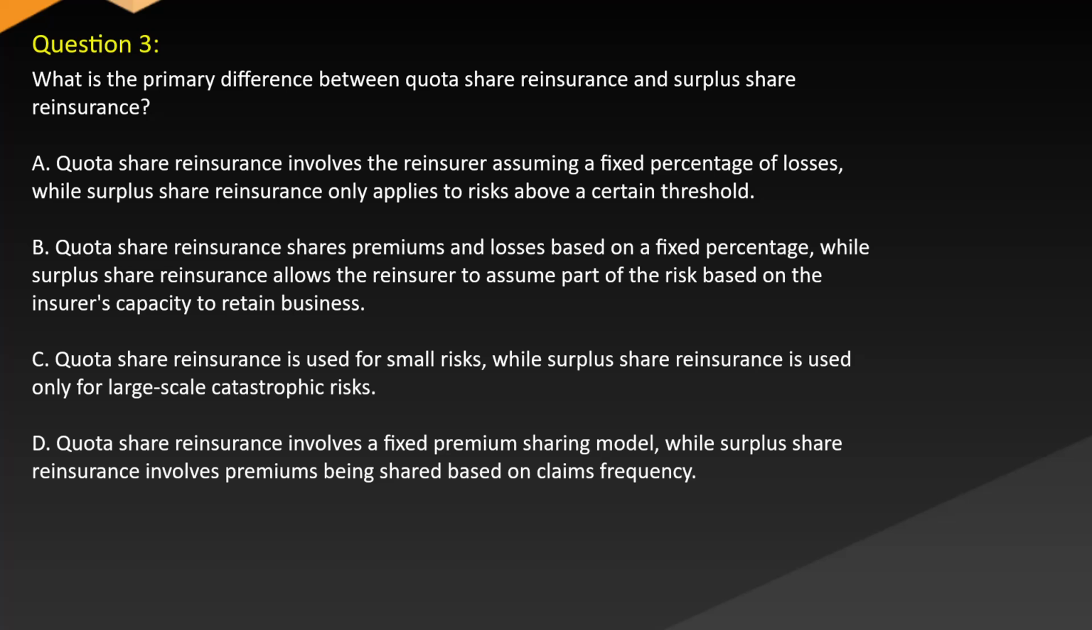C. Quota share reinsurance is used for small risks. Surplus share reinsurance is used only for large-scale catastrophic risks. D. Quota share reinsurance involves a fixed premium sharing model, while surplus share reinsurance involves premiums being shared based on claims frequency.